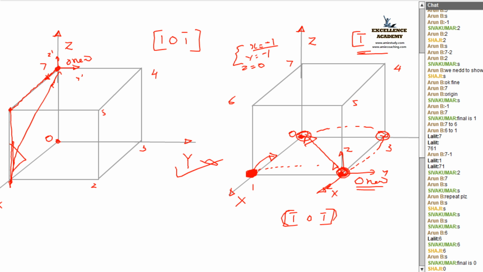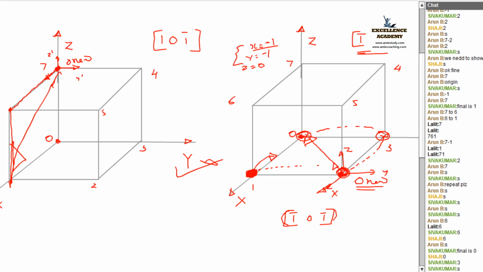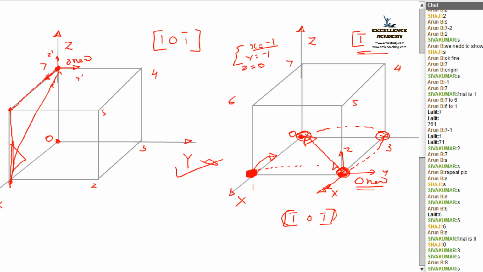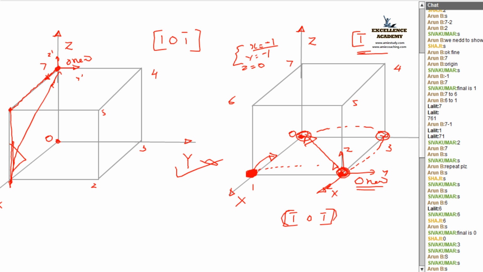How to draw the Miller indices for direction? Are you confident? Yeah, fine, good. Now I am moving to another one, that is Miller indices for plane.